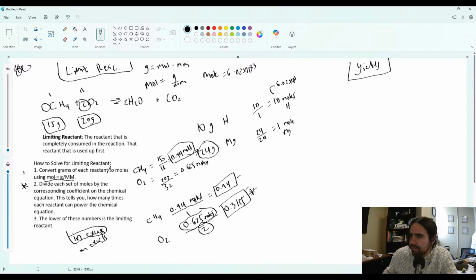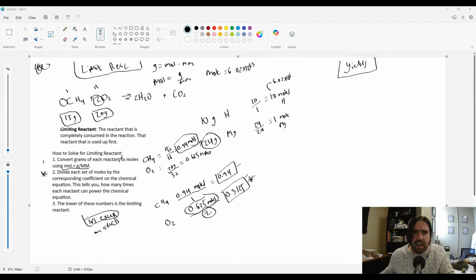Okay. Any questions? Well, I guess I'll address questions in the actual lecture. Okay. I'm going to leave the limiting reactant stuff there for now. I think that should cover everything. Again, a lot of this is just practice.